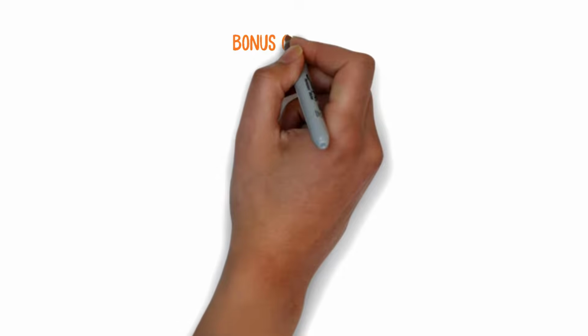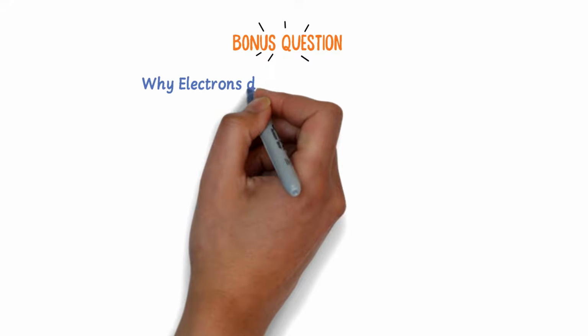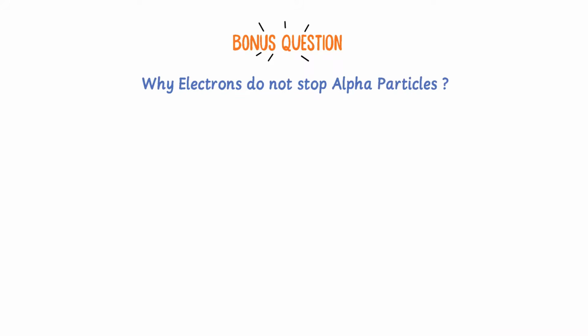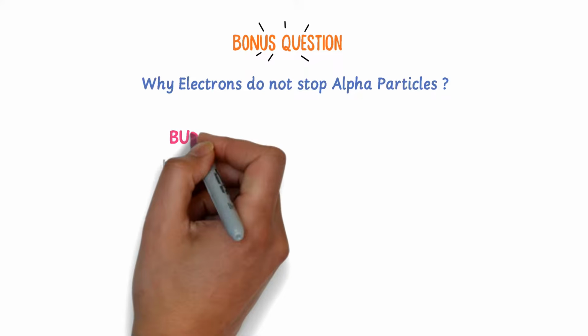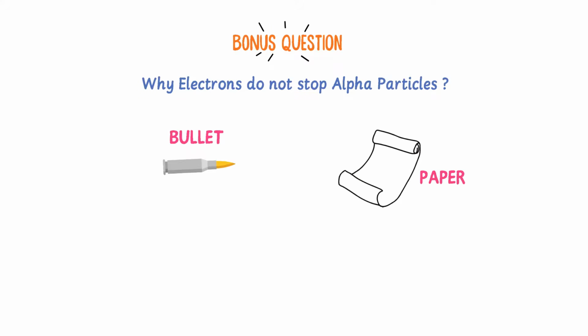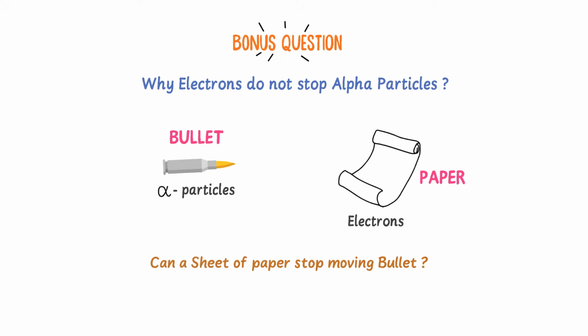Finally, let me teach you one bonus question. Why do electrons not attract or stop the alpha particles? Well, consider a fast-moving bullet and a sheet of paper. Alpha particles are just like a fast-moving bullet and electrons are just like a sheet of paper. Can a sheet of paper stop a fast-moving bullet? The answer is no. Similarly, electrons do not have the ability to stop the fast-moving alpha particles. I hope that you have understood the concept of Rutherford's atomic model.